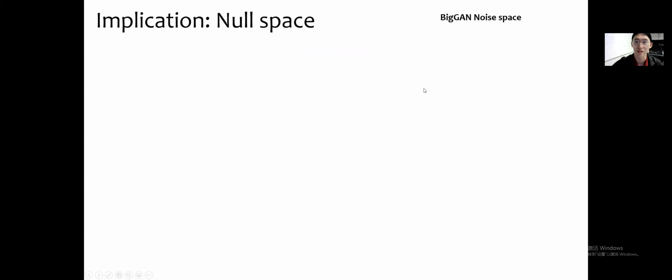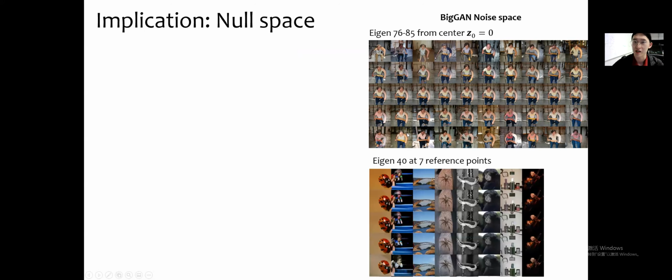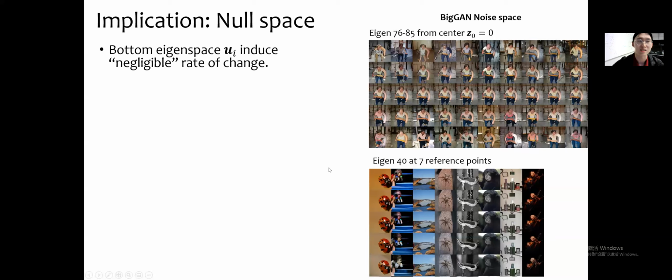The first implication is about the null space. For example, in BigGAN's noise space, when we travel from the center along really low eigenvectors, we find that the image doesn't change as much, which is expected. And when we apply the lower eigenvectors on different reference points, we find that the images are changing in a subtle way. In that sense, this bottom eigenspace is inducing a negligible rate of change. So it's kind of a null space.